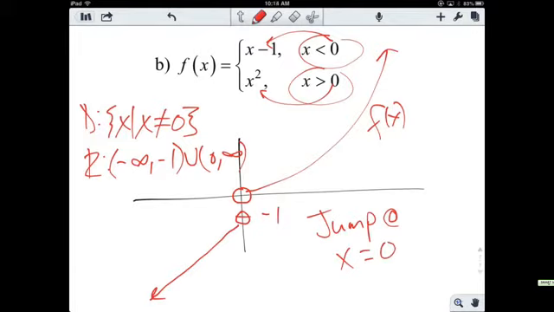All right. Any symmetry on this function? Y-axis, origin? Nah, none. Okay. Questions on that? Very similar, but different.